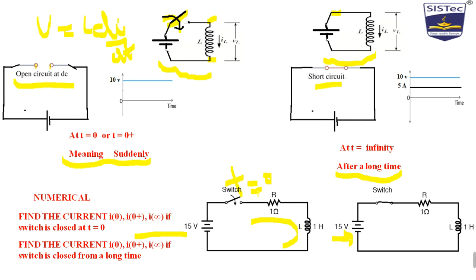I think you can answer me in the comment section, students. What will be the behavior of this inductor? How will it behave suddenly? So what will be the current I0? You can tell me in the comment section. And if the switch is closed for a long time, then what will be I0? Find the current. The second question is: the switch is closed for a long time.